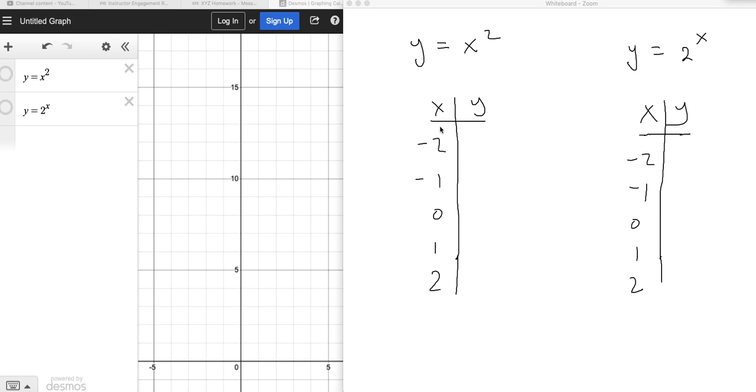If I plug into x squared, you've seen this table a bazillion times, negative 2 times negative 2 would make a 4. Negative 1 times negative 1 would make 1. 0 squared is 0, 1 squared is 1, and 2 squared makes 4. And so you can see we're going to get what's called even symmetry, and it's called that because when we have an even power, for opposite x's, we get out the same y's.